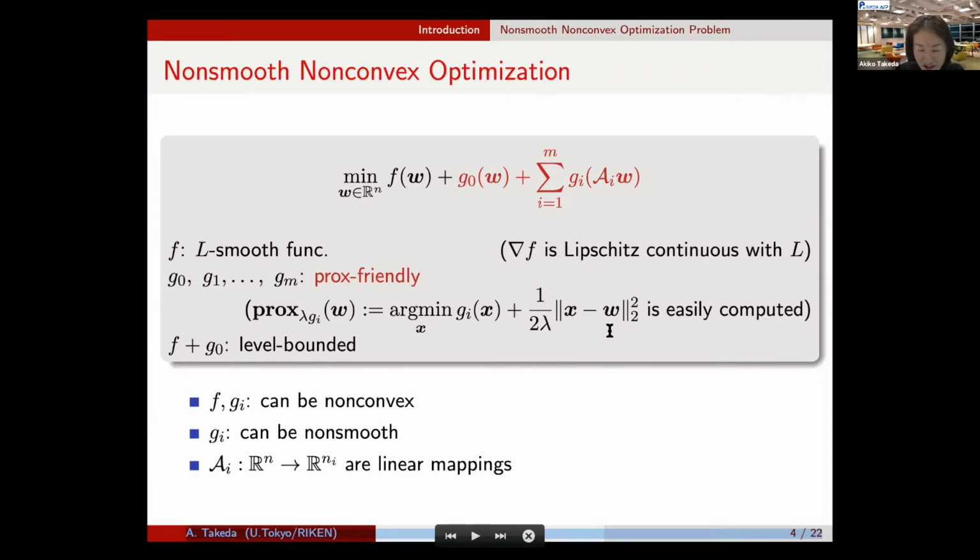So we assume that this optimization problem can be solved easily, like with a closed-form expression, or in linear order, or log-scale order or something. So yes, we assume this is proximal friendly for G0 to Gm. And Ai is a linear mapping. So this is our problem.